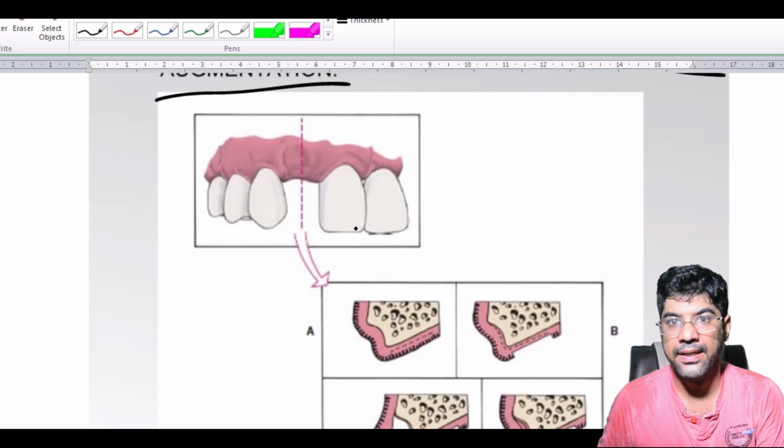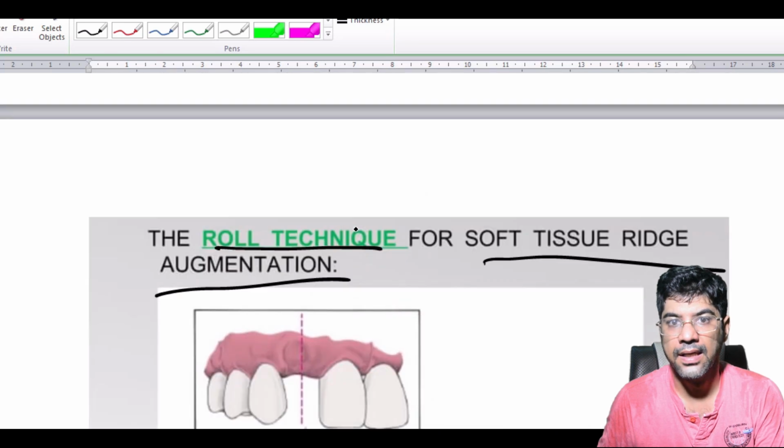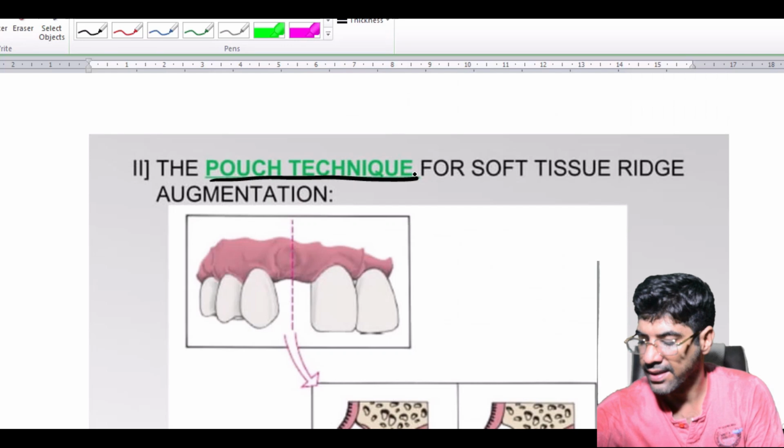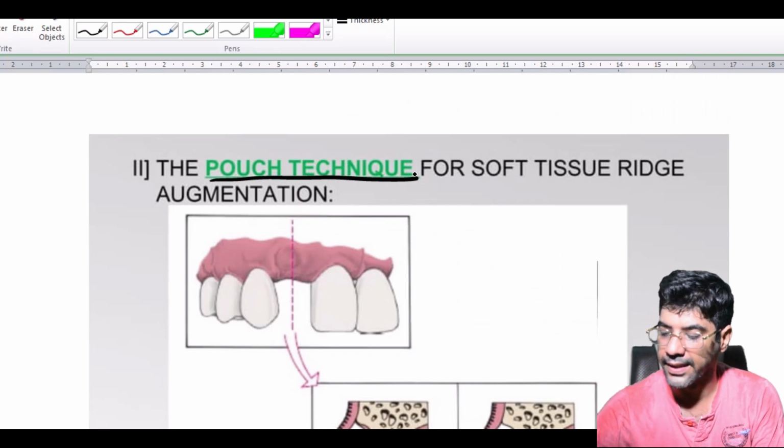A partial thickness flap is created on the palatal or lingual surface of the edentulous space. There is flap elevation. The mobilized flap is then rolled or folded underneath itself and positioned over the area of the buccal defect. So the rolled tissue serves to augment the thickness of the buccal soft tissue, restoring the contour and fullness of the ridge. So suturing is done and the healing phase occurs. The other method is the pouch technique.